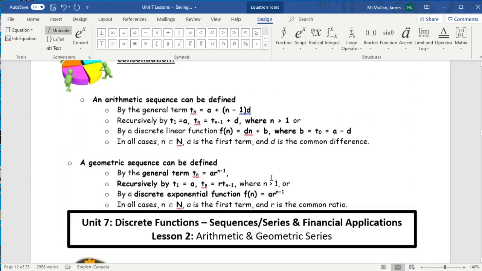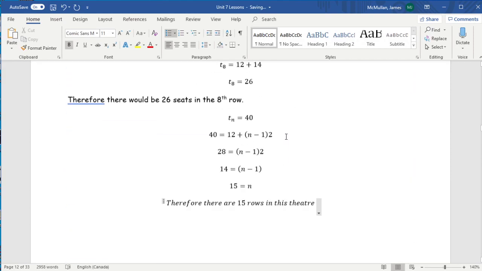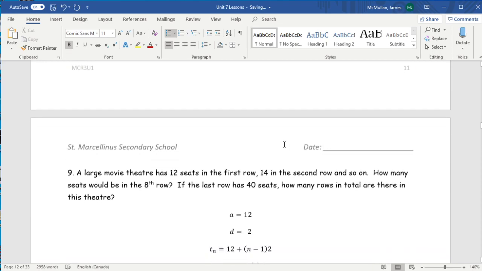So that's it for today. Just a quick review of what an arithmetic and geometric sequence are, and then tomorrow we'll work on the series part.